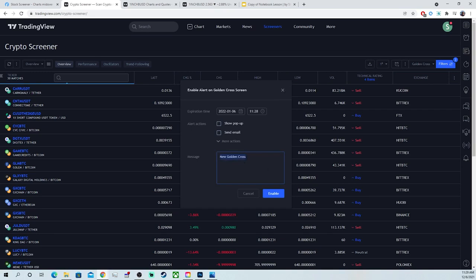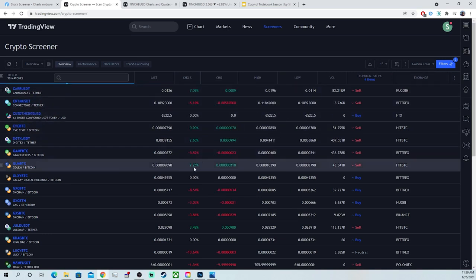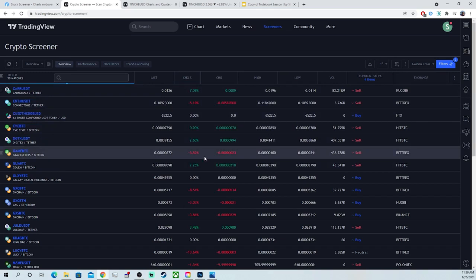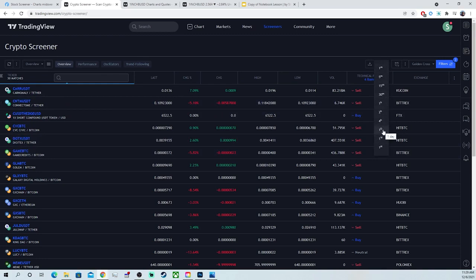You want to make it as specific as possible, especially if you're using different alerts. But be careful, guys, because you know there are plenty of cryptocurrencies out there. That means you will be getting a ping for every single cryptocurrency that goes through a golden cross, which is why I say most of the time you would want to leave it here on the daily chart.